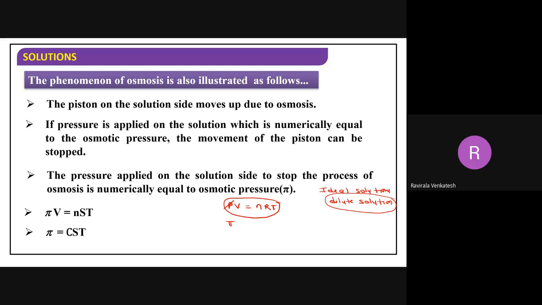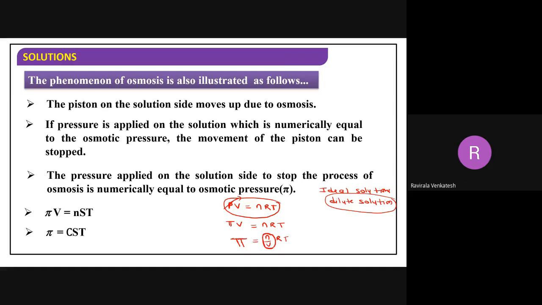P is the pressure for the gas. Pi is the pressure for solutions, liquids. Now, pi V is equal to nRT, beta. The formula becomes pi V is equal to nRT. Now, put this V over here: n by V is equal to C. Anybody know what is the meaning of n by V?